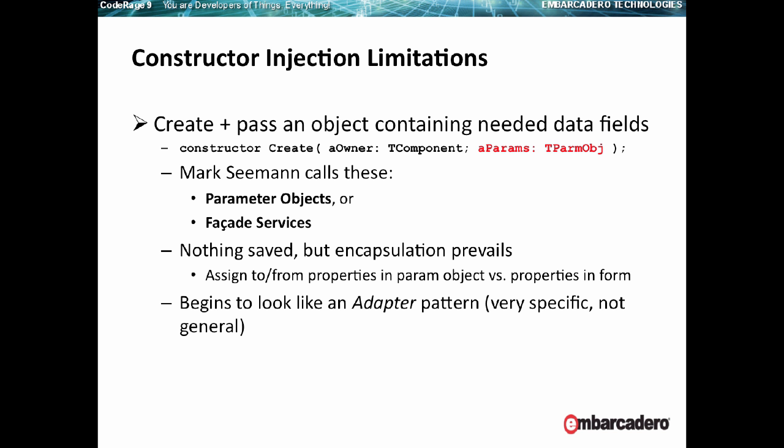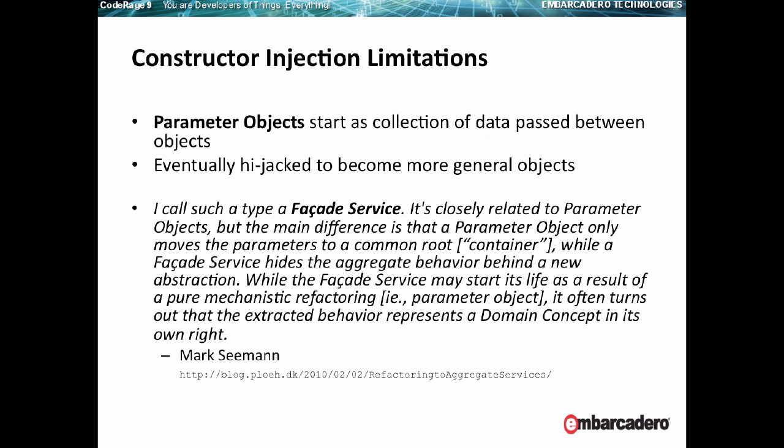So the funny thing is this parameter object begins to look like an adapter pattern. The thing is it's very specific. It's not general. Adapter is usually very general. So parameter objects, in my experience, start out with good intentions. They start out as a collection of data passed between objects. But it never fails. They're almost always hijacked and turned into more general objects. And I've observed this over and over and over again.